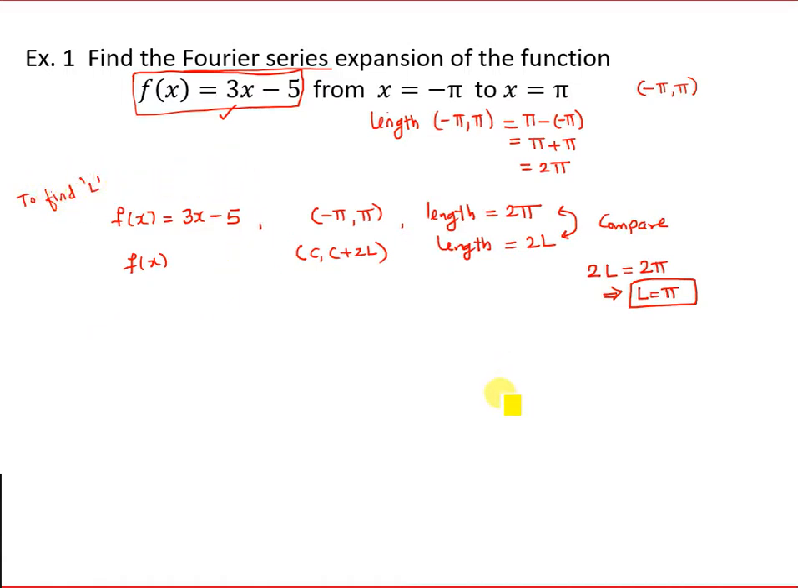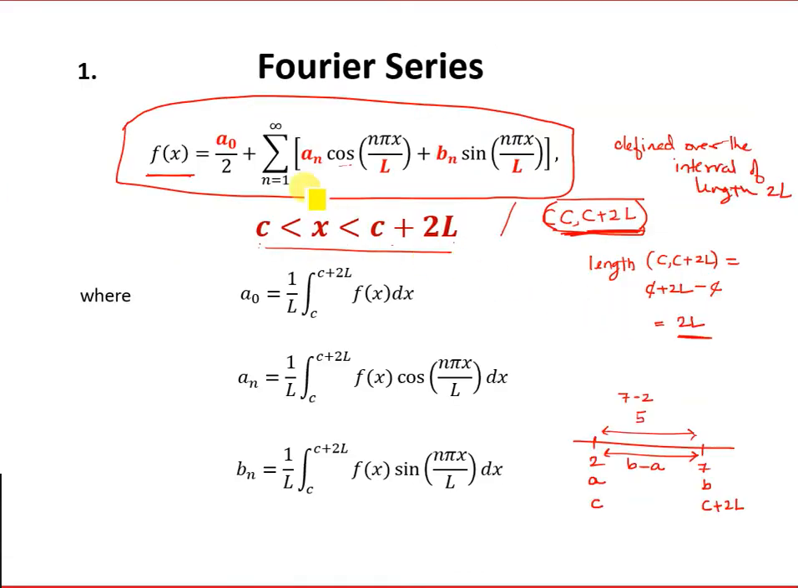Clear? What is next after getting the value of L? Next step is, this is the Fourier series expansion where we need to find A0, AN and BN. And we already have the formulas for A0, AN and BN. Okay, so let's work on it. First of all, we write this is the Fourier series expansion.